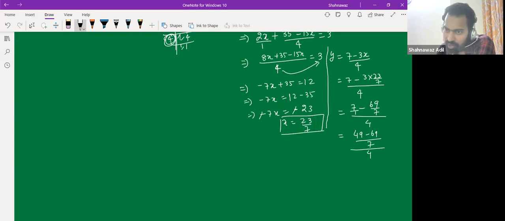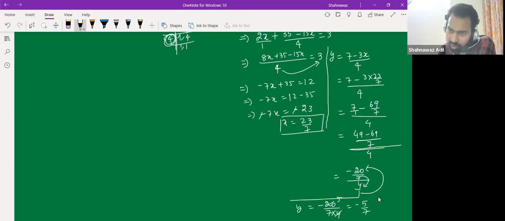So this is the bigger division. This is the smaller division. This would be how much? Minus of 20 by 7 by 4. So this goes in the denominator and this has 1. So this goes in the denominator. This is minus 20 by 7 into 4, which is minus 5 by 7. So y is minus 5 by 7.